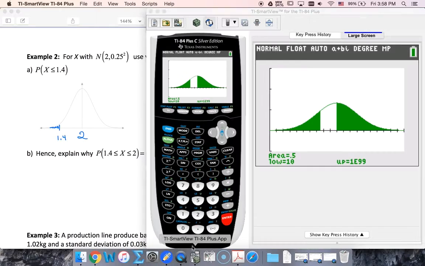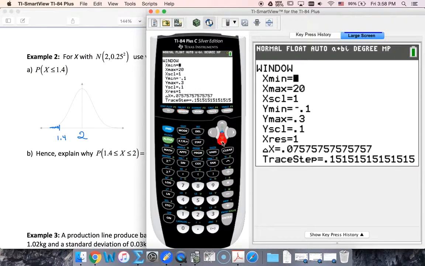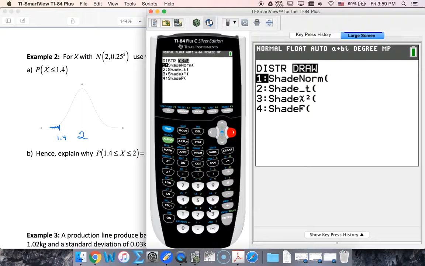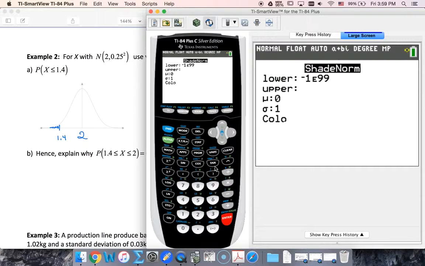So let's calculate it. This time I'm going to change my window and make my y go taller, and I need to be around 2, so I'm only going to go 0 to 5. And then I'm going to make my y values go up a bit, so I'm going to guess 2. So now let's do a distribution, negative infinity to 1.4, and then I'll have 2 and 0.25.